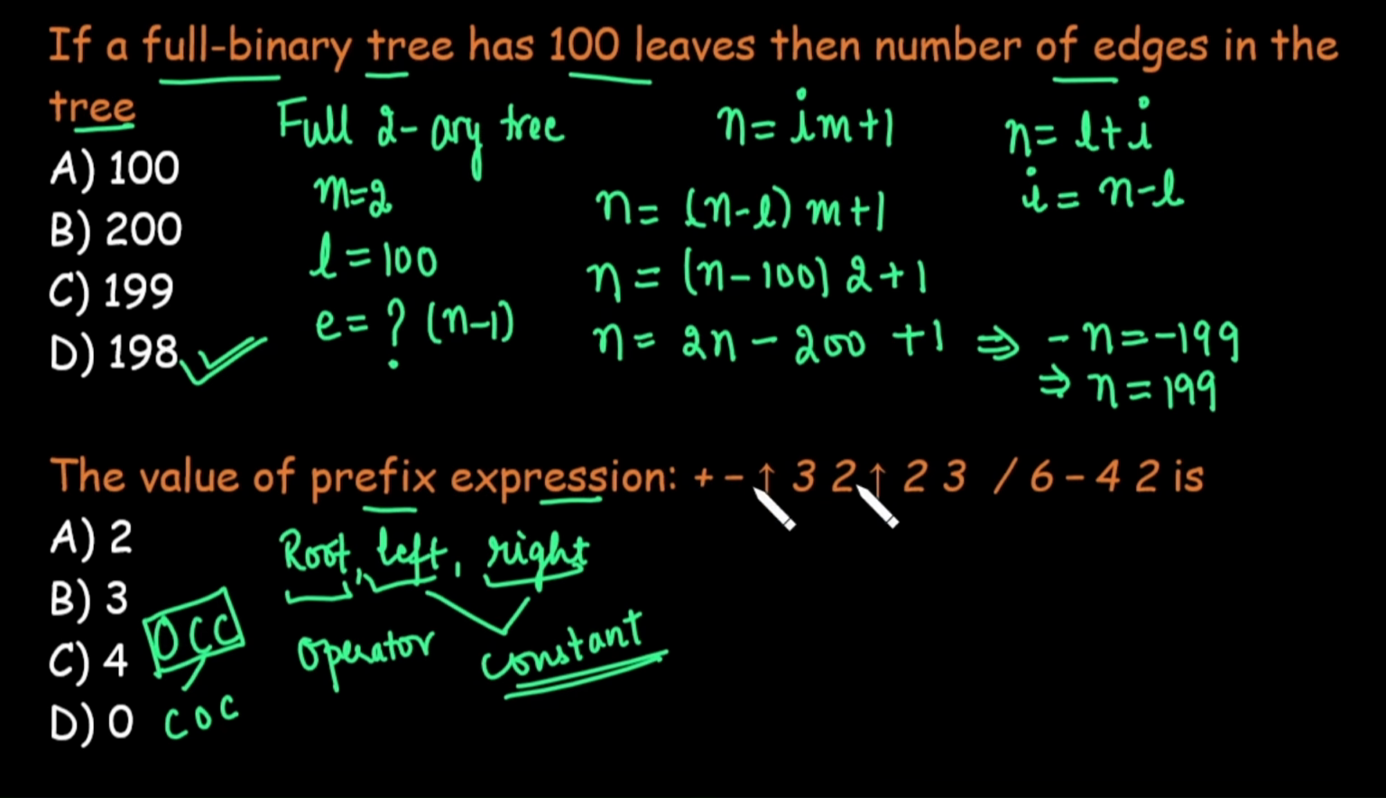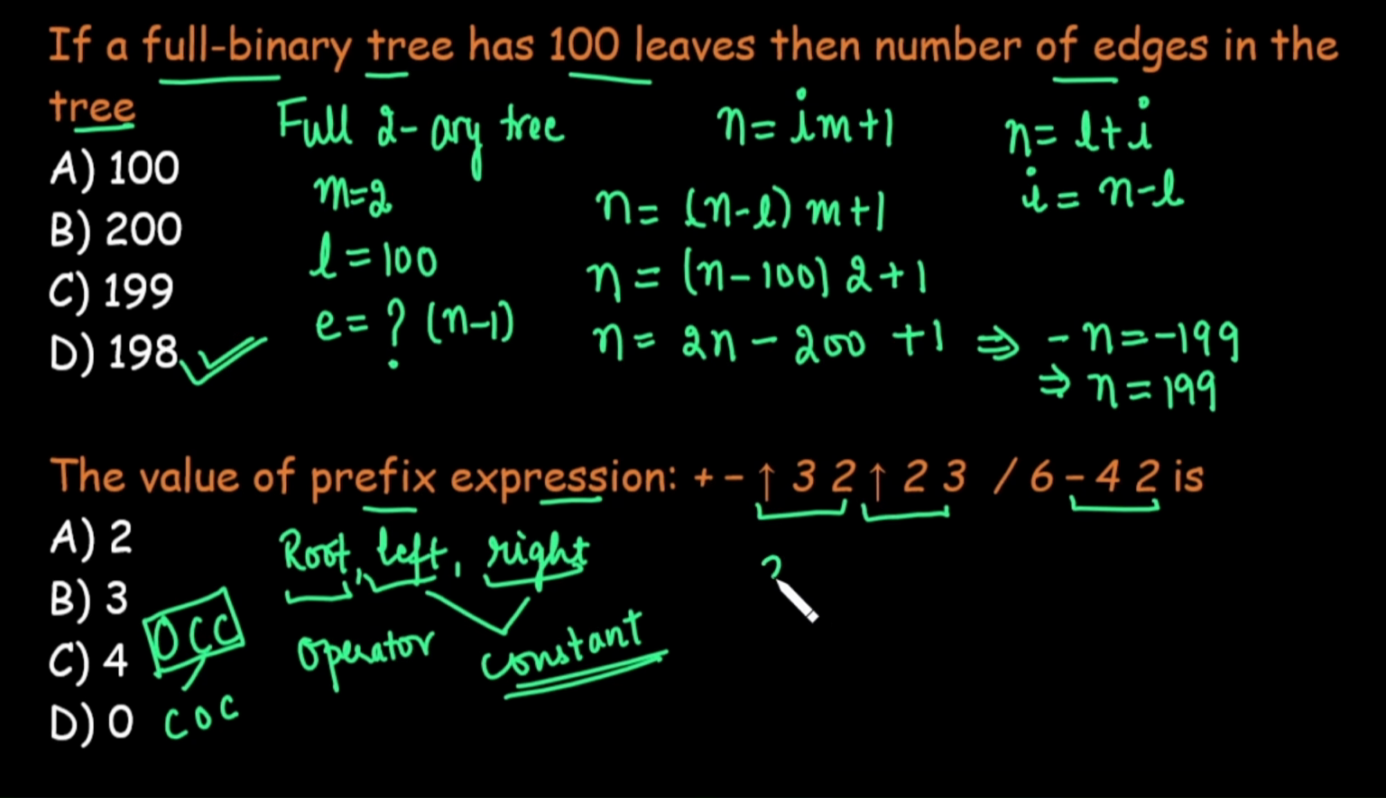So here we need to find operator constant together. That is available here as well as here and here, because operator constant is the same in this case. Now what does this arrow represent? Arrow represents the power. How to evaluate this?